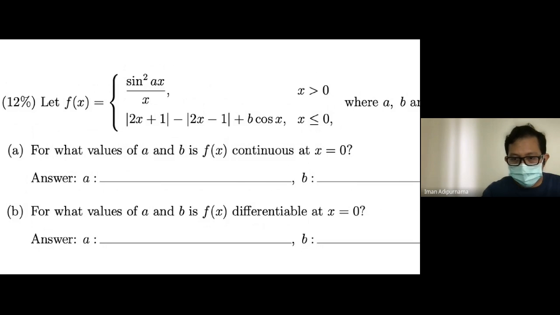And let me check what we can have. Okay, there's no question.